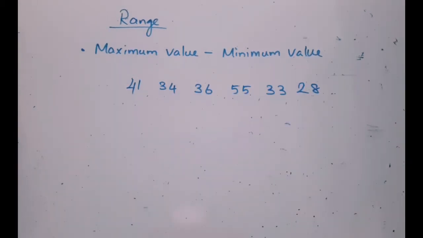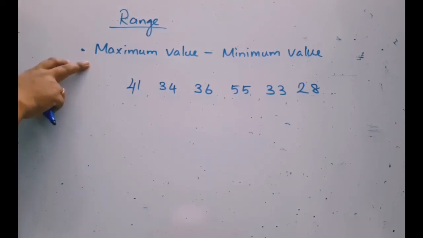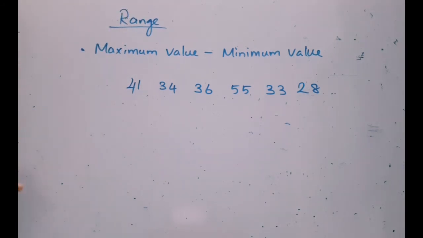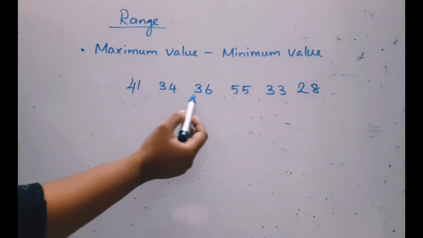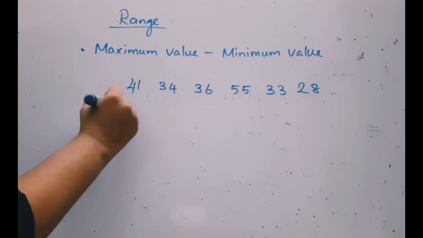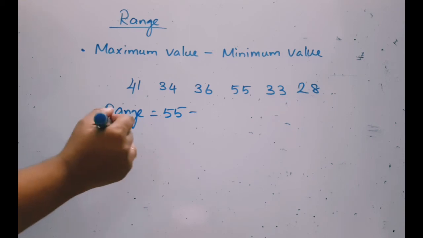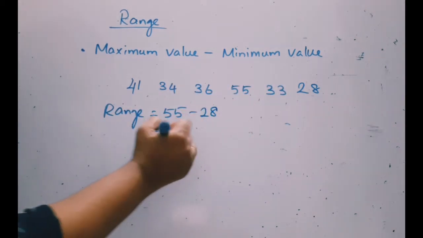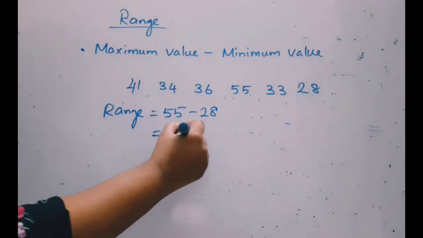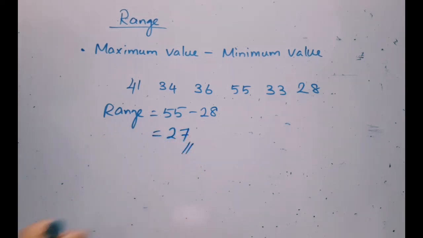The last topic we will be learning today is the range. The word range has already come in the section stem and leaf diagram. Anyway, I'll repeat it. Range is the difference of the minimum and the maximum value of a given data. So here, what is the maximum value in this given data? It is 55. So the range is 55 minus the minimum value, which is 28. When you subtract 28 from 55, the answer is going to be 27. So here the range is 27.